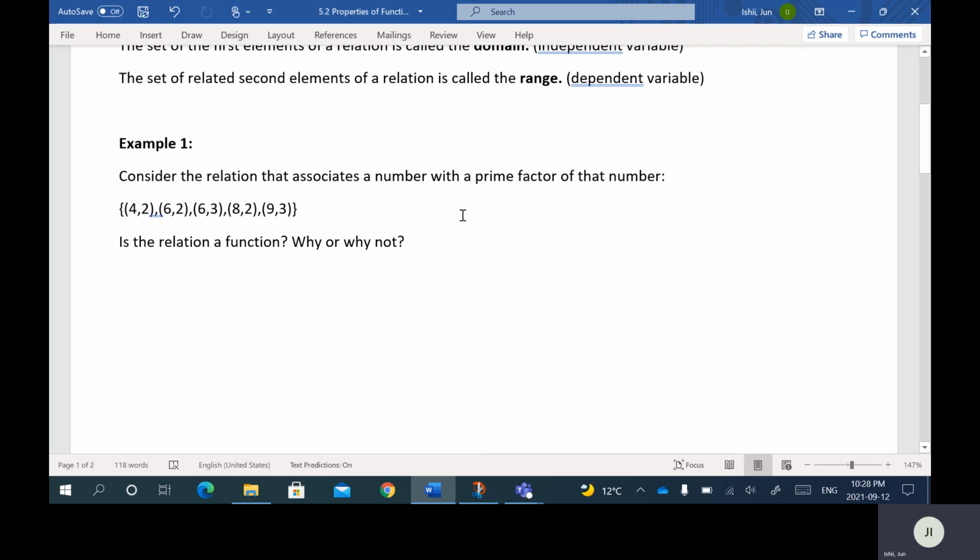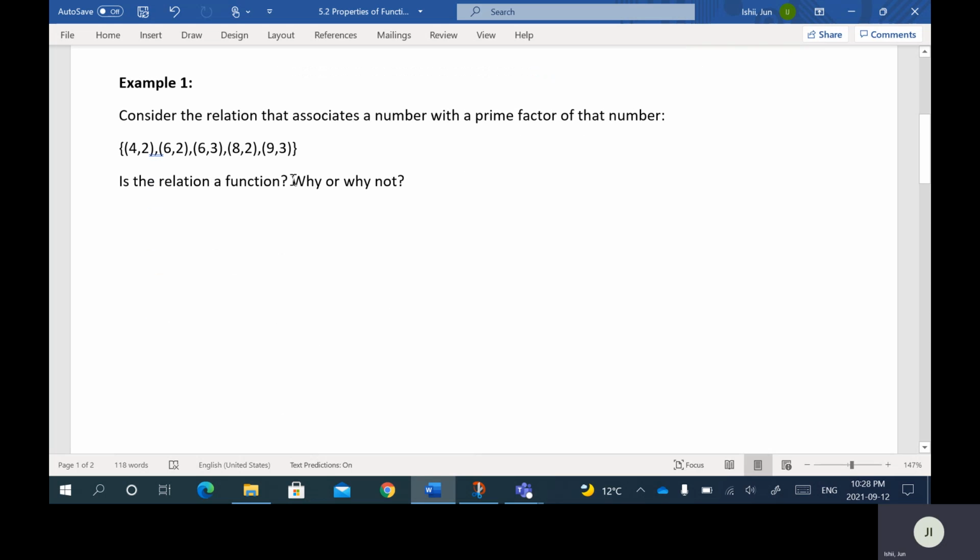The first example is to consider the relation that associates a number with a prime factor of that number. You notice here that we have 4, 2; 6, 2; 6, 3; 8, 2; and 9, 3. We want to determine whether this relation is a function and why or why not. Let's take a look.